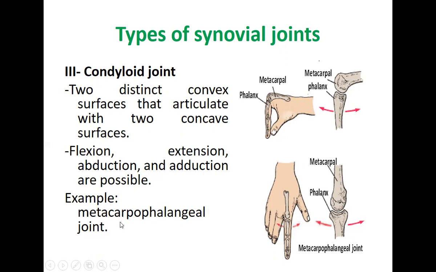An example is the metacarpophalangeal joint, between the metacarpal and the phalanges. Today you saw what the metacarpals and the phalanges are. In between them, this joint is called the metacarpophalangeal joint. Here is the metacarpal, and this is the phalanx. So between them, this is called the metacarpophalangeal joint.